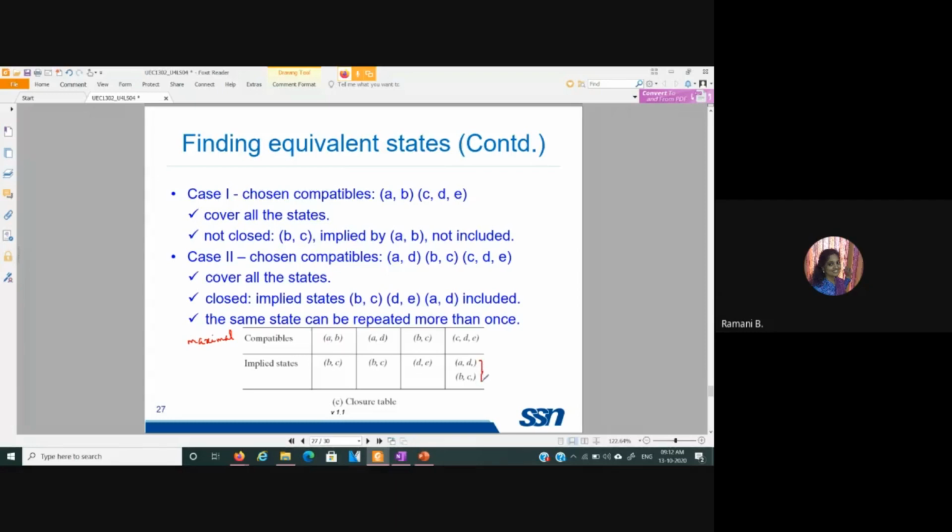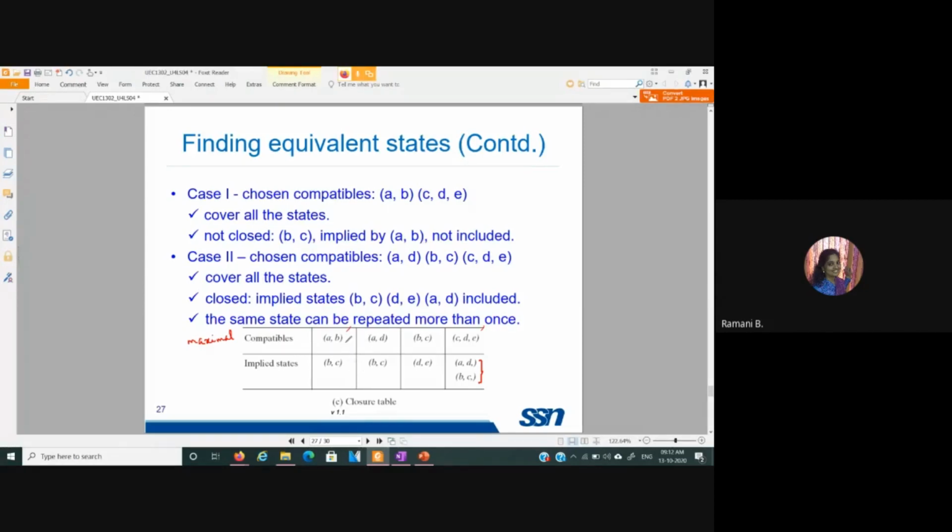Now to find the minimal set. Blindly, what our mind tries to give is that we need to cover all the 5 states. So if we cover A comma B and C, D, E, we think that all the states are covered and it is also a minimal set. However, when you are having an implied state, that particular state should also be covered in the combination we consider. Do you understand?